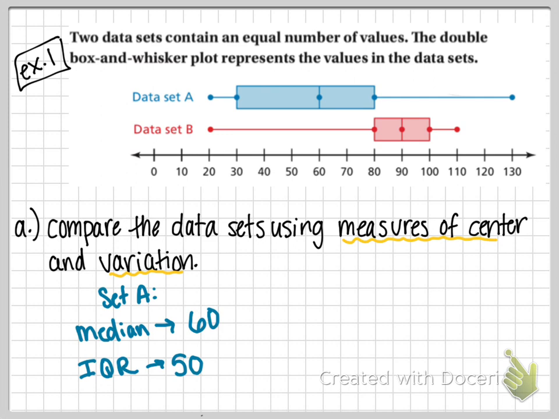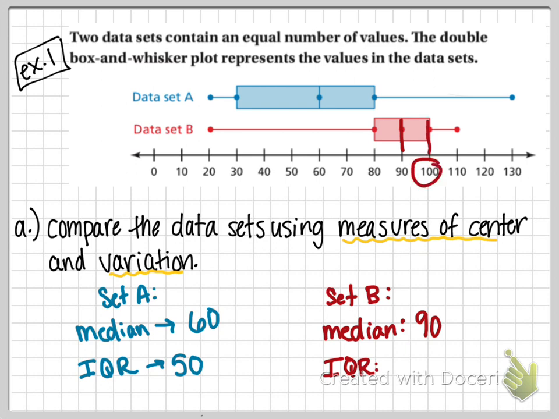Then we'll do the same thing for set B, because we're going to compare these with the same measures of center and variation. Okay, so same thing. We can look at the box and whisker plot to see the median. And in this case, the median of set B is at 90. And the interquartile range, we find Q3, which is 100, and Q1, which is 80. And we get that our interquartile range, 100 minus 80, is 20.